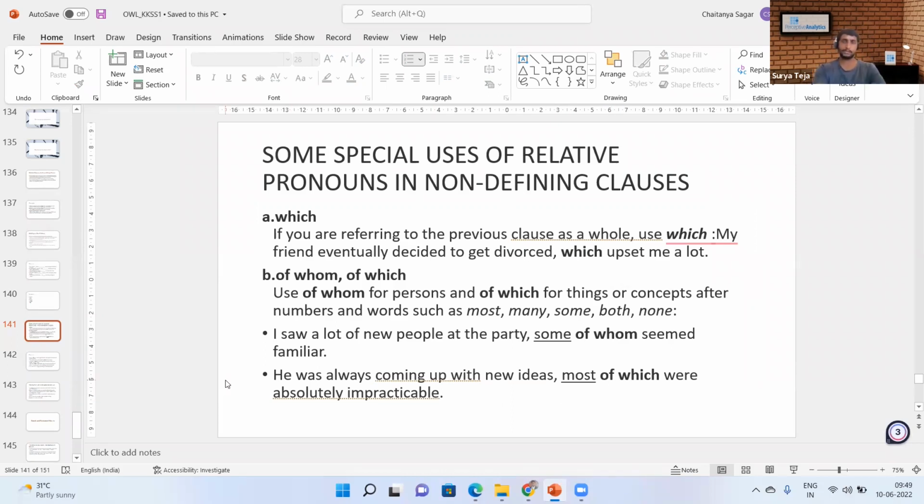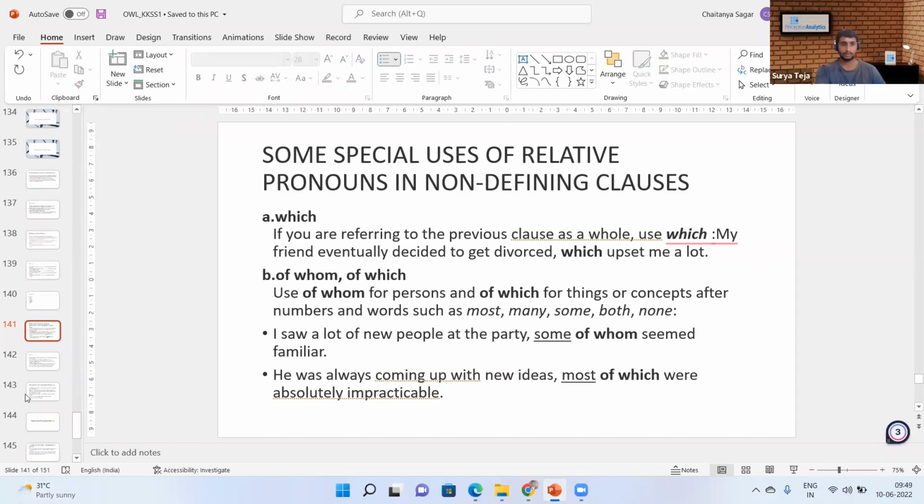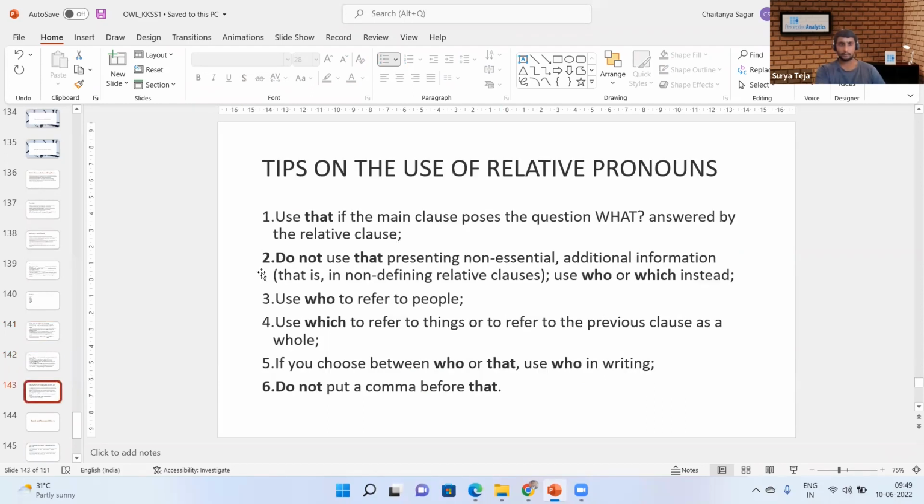Just like the previous one we discussed, the comparison between who and which: if it is people, we use who; if it is things, we use which. Same here in this case, whom or which. If it is people, we use whom. If it is things, we use which. So these are some rules. I'll tell you about some other rules as well in continuation to that.